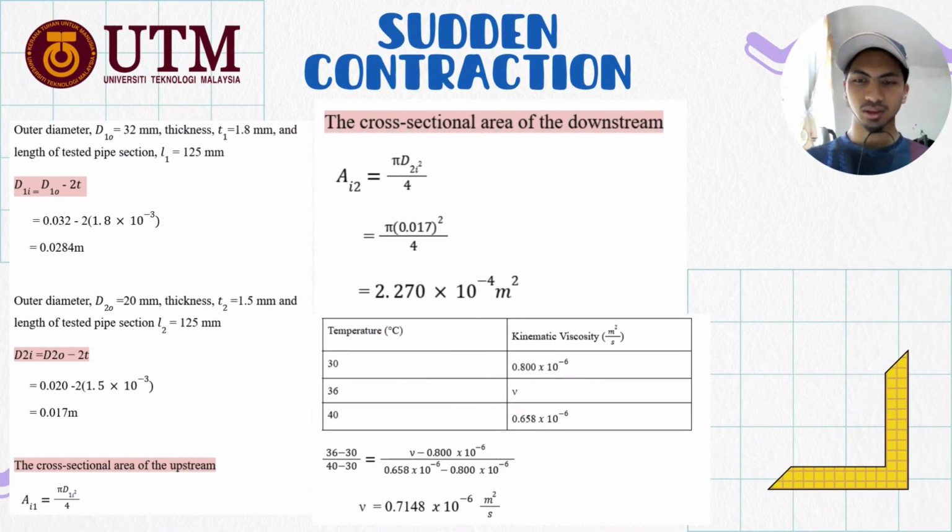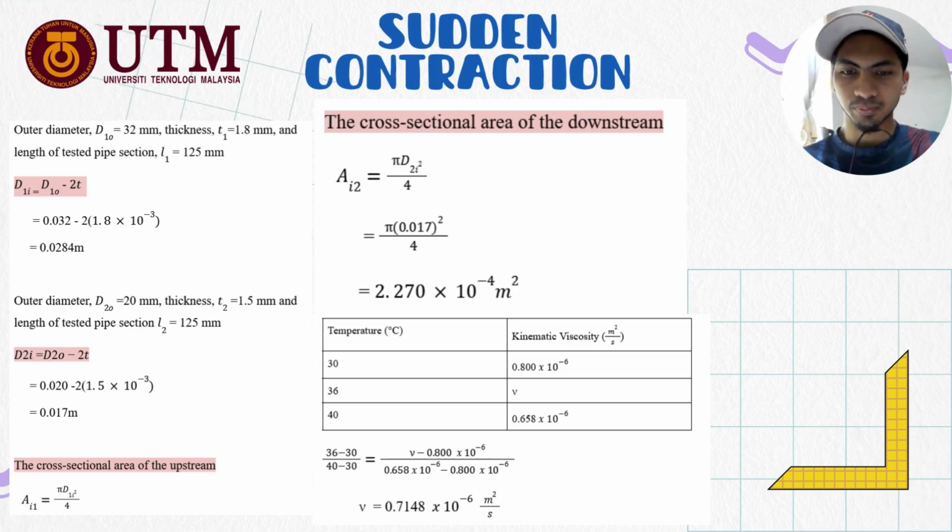So for the Cartan contraction, we use the same formula as for the standard element. Here, the inlet for the Cartan contraction is 32 millimeter, and the outlet is 20 millimeter. The thickness and the length of the test bed section are the same as the standard element, and the kinematic velocity is also the same.